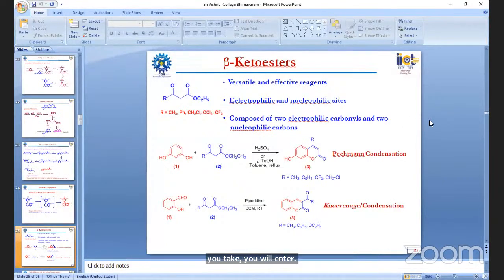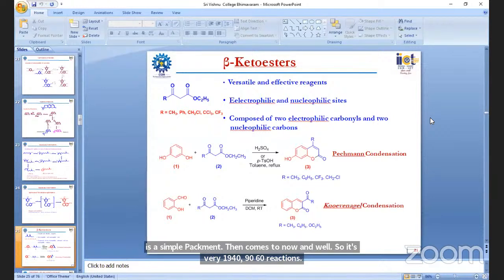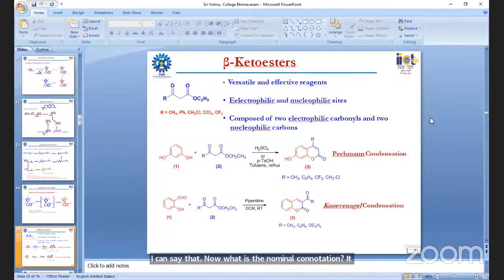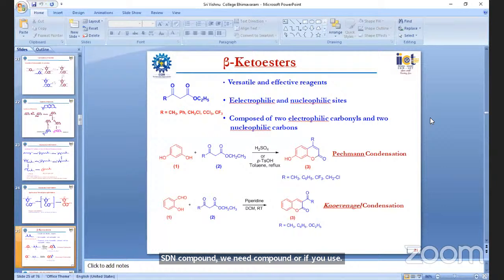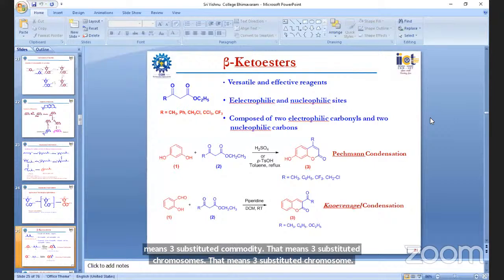Then comes the Knoevenagel condensation, a reaction from the 1940s to 1960s, I can say. What is the Knoevenagel condensation? It starts from simple salicylaldehyde, a benchtop chemical. Taking the same ethyl ester and using piperidine in DCM, you can make the 3-substituted coumarin. This is the simple Knoevenagel condensation. You can make the methyl compound, the acetyl compound, the phenyl compound, or if you use malonic acid or malonic ester, you can make the ester compound as well as the acid compound. That means 4-substituted coumarin you can make by the Pechmann condensation, and 3-substituted compounds by the Knoevenagel condensation. Next.